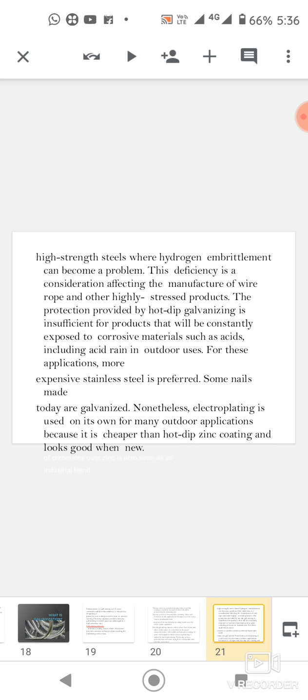Today, galvanized non-displaced electroplating is used on its own for many outdoor applications because it is a much cheaper cost than hot dip zinc coating and looks good.